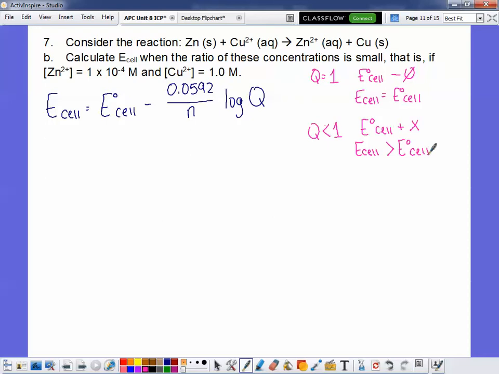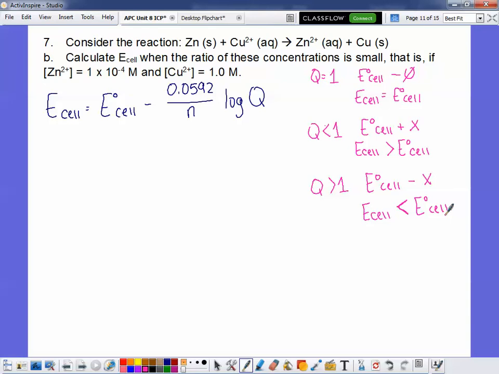Okay? When Q is greater than 1, what happens to this term? Well, the log of a number greater than 1 is positive, so you're just going to be subtracting a term. So it's going to be E cell minus some term X. So E of the non-standard cell is less than E of the standard cell. So the voltage would decrease.